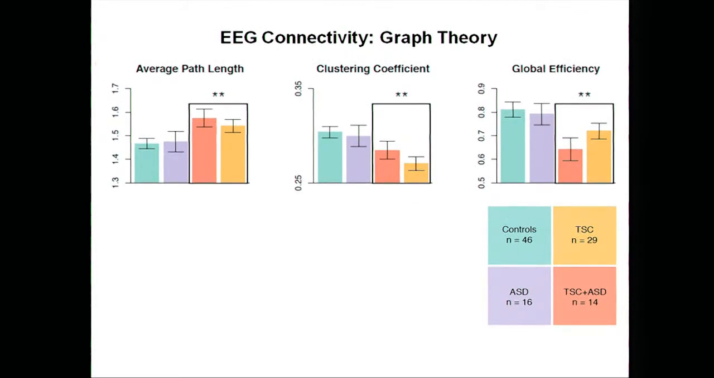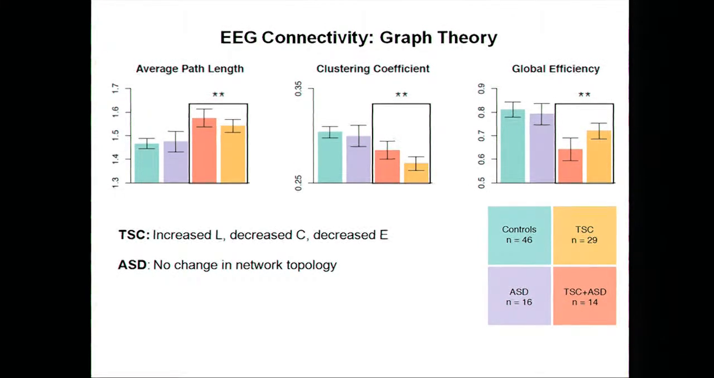A little bit surprising, because based on the theory that we discussed earlier, you would have thought that maybe there would be an increased local connectivity, higher clustering, or a longer path length, more isolation. But there's not, so the network topology or the network design is not fundamentally altered, at least by this measure in this EEG study with this particular frequency band. So tuberous sclerosis has an increased path length, decreased clustering coefficient, and decreased efficiency.